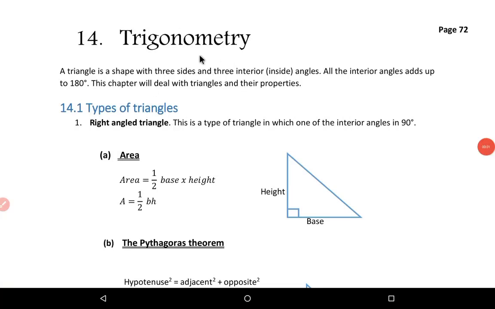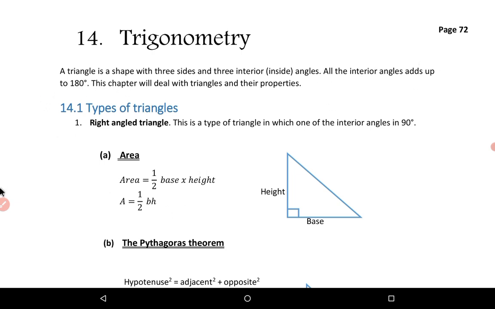Okay, so welcome to this exciting video under the topic called trigonometry. Trigonometry is a topic that involves triangles, and different types of triangles. A triangle is a shape with three sides, and you have interior angles inside, like this one, and all the interior angles add up to 180.